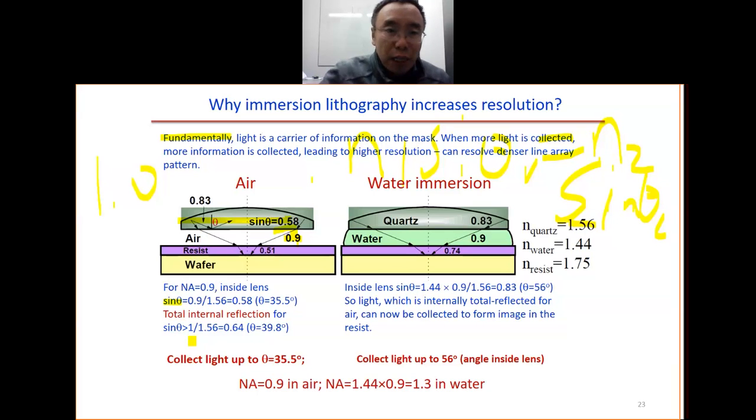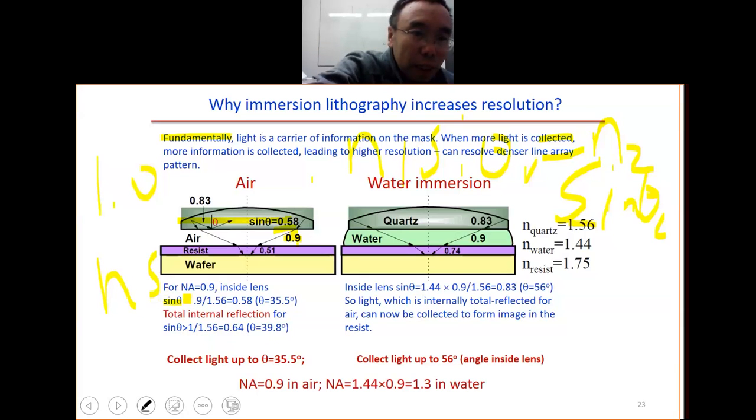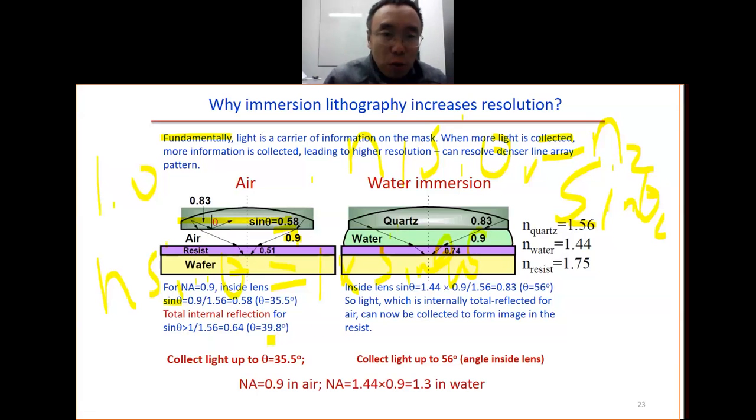So this is given by n1 sine theta, so n sine theta equal to 1, so offset is 1, times sine 90 degrees, so equal to 1. So this gives you about 40 degrees. Beyond 40 degrees, we have total internal reflection, and for the case of 0.9 sine theta, we collect light up to 35.5 degrees.